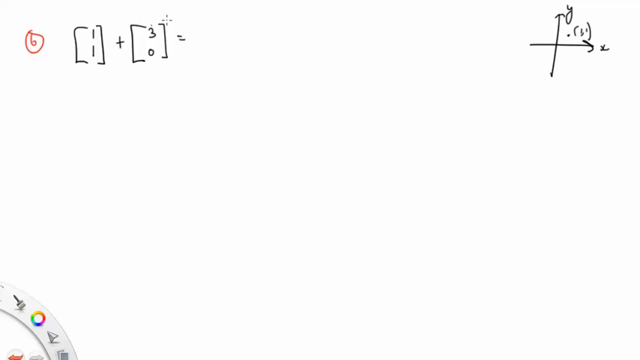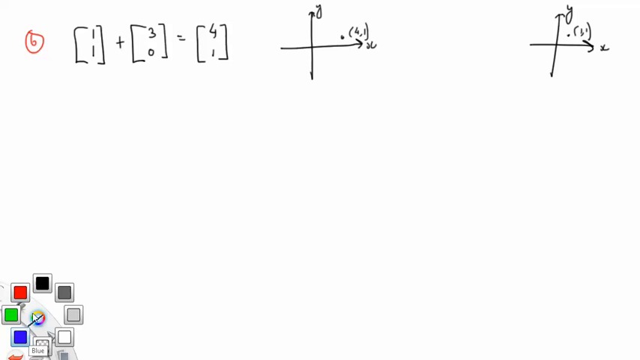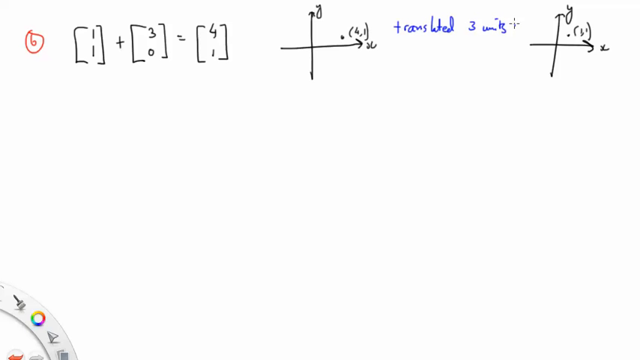So what does that give us? 1 plus 3 gives us 4. 1 plus 0 gives us 1. So that takes us to 4, 1, which is over here. Aha, we have translation. It's translated to the right. By how many units? 3 units. So this is translated 3 units to the right.